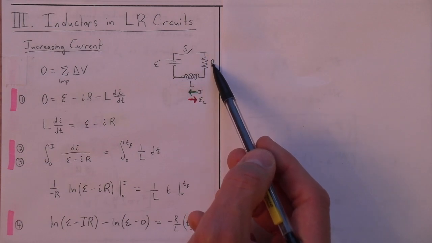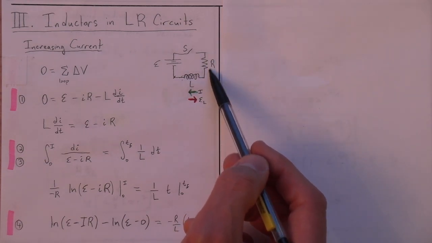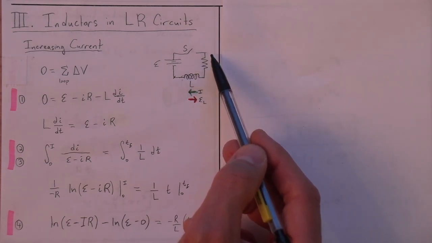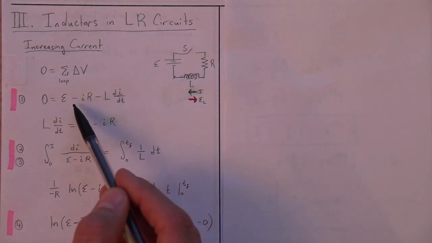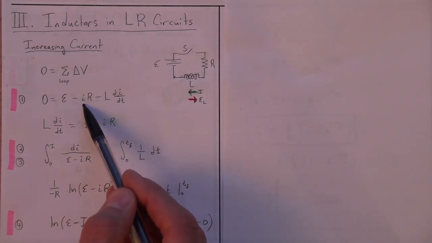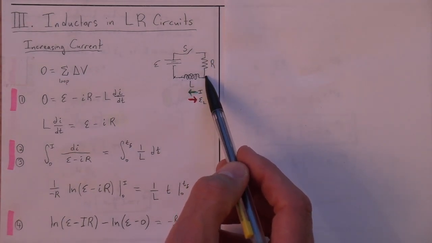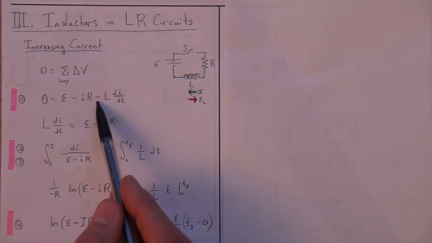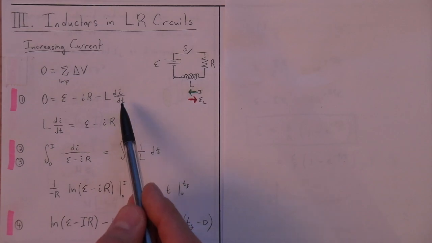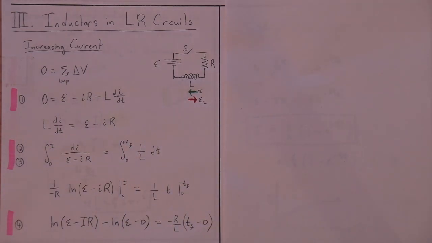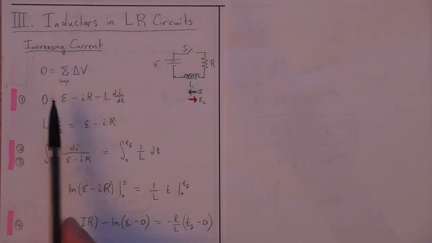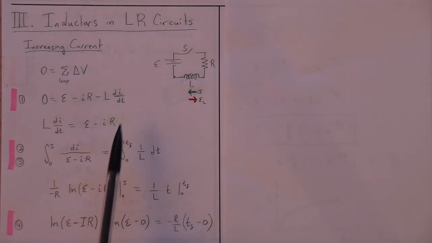So this is like a river going down a mountain, the current. You're going from high volts to low volts. That's why we do minus the voltage IR. V equals IR from Ohm's law. And then we go through the inductor, and the voltage there is negative L di/dt, the expression that we had earlier in these notes. So there's step 1. I've highlighted it. That's how you make a differential equation.